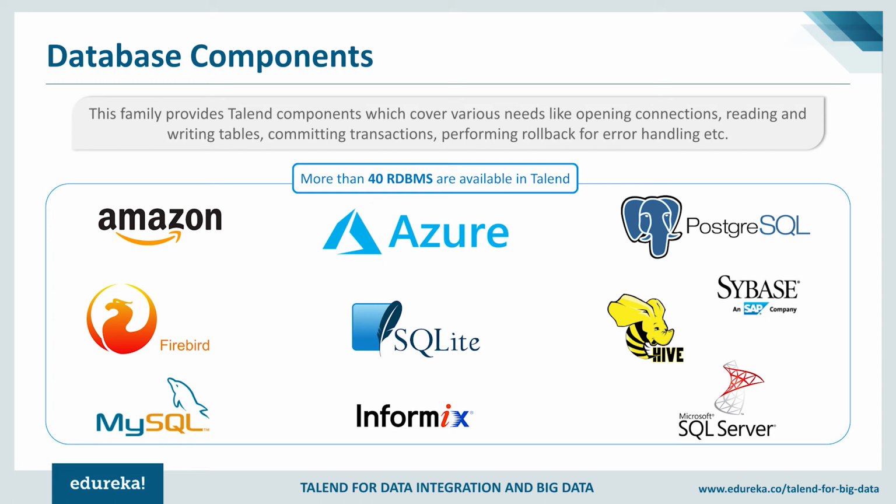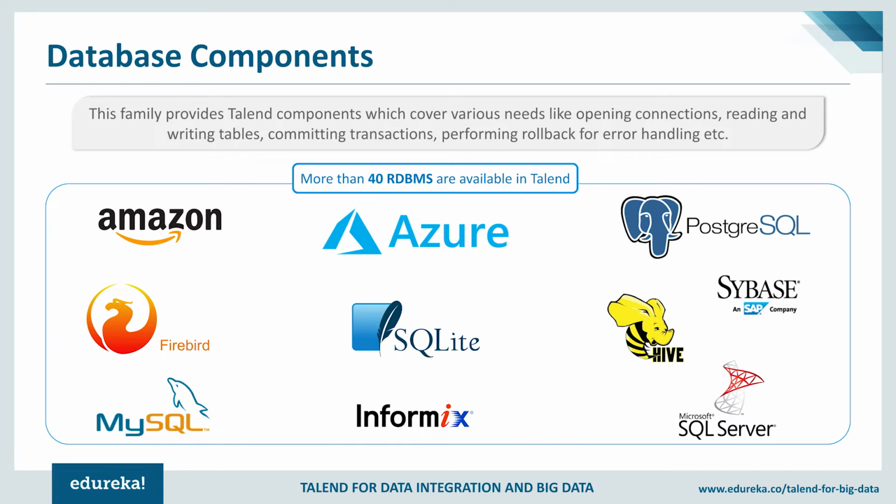So let's see what are the different components which are widely used. Database components: this family provides Talend components which cover various needs like opening the connections, reading the table, committing, performing rollback, error handling, and capturing how many lines have been inserted, updated, or deleted. So those stats as well.